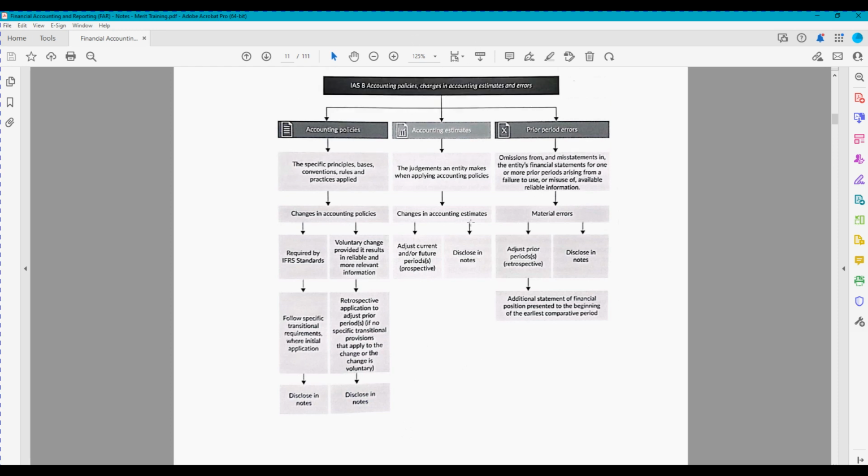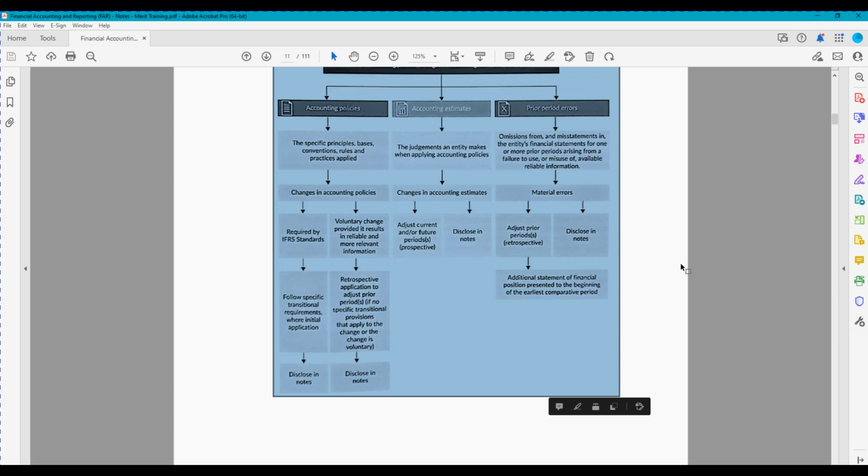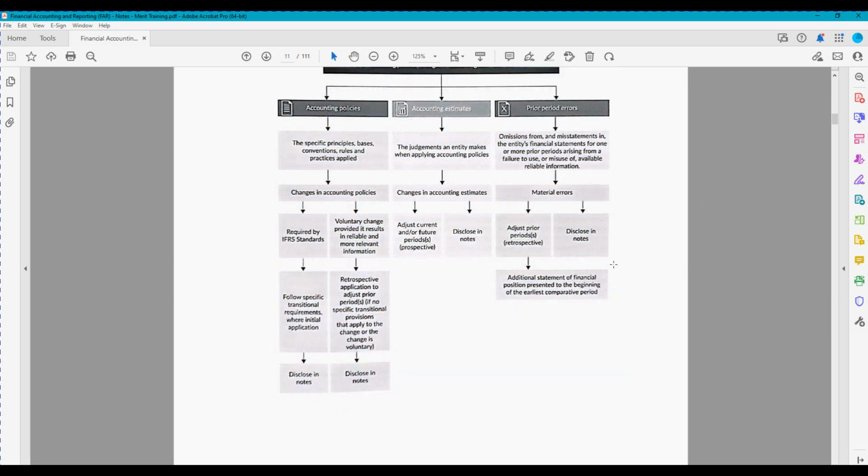If it's a change in accounting estimate, you only need to adjust the current and/or future periods. So you don't need to adjust the historical periods, and you disclose it in the notes. And then for prior period errors, you need to adjust the prior periods retrospectively and disclose it in the notes. This is for material errors. If it's immaterial, you don't need to do that.